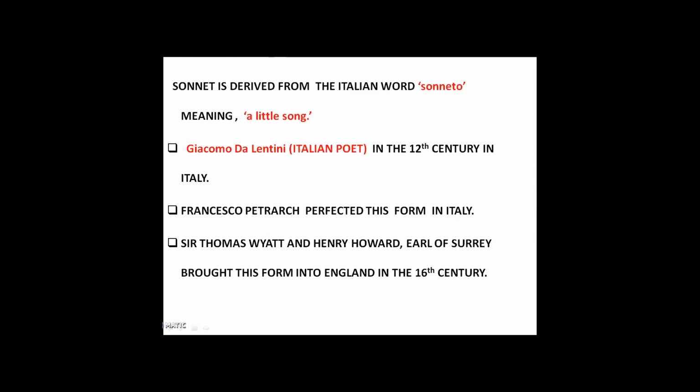The word sonnet is derived from the Italian word sonetto, meaning a little song. This form was developed in the 12th century in Italy by the Italian poet Giacomo da Lentini. However, it was Francesco Petrarch who perfected this form in Italy. This form was brought to England in the 16th century from Italy by Sir Thomas Wyatt and Henry Howard, Earl of Surrey.